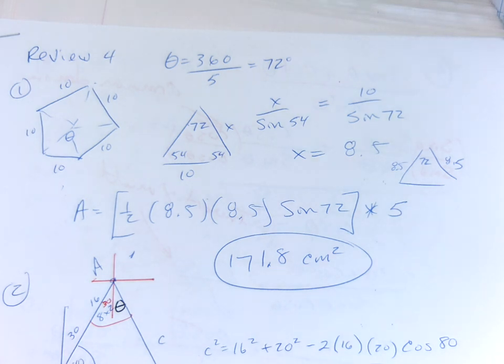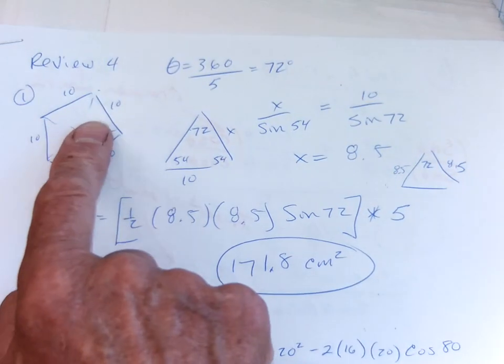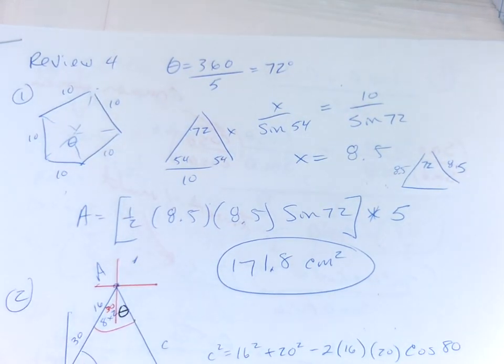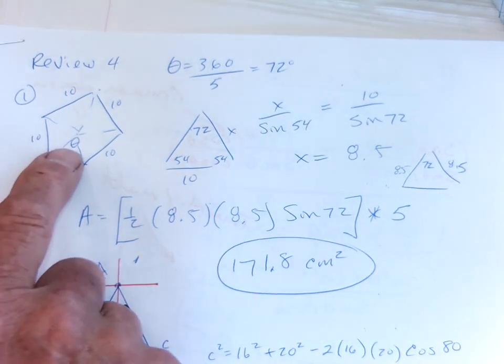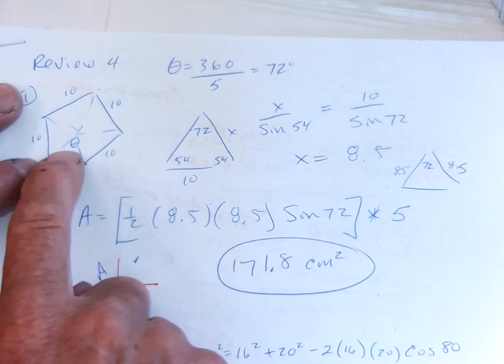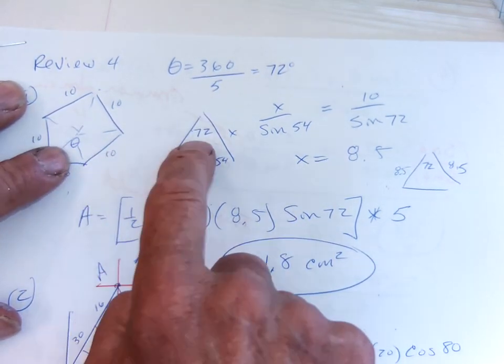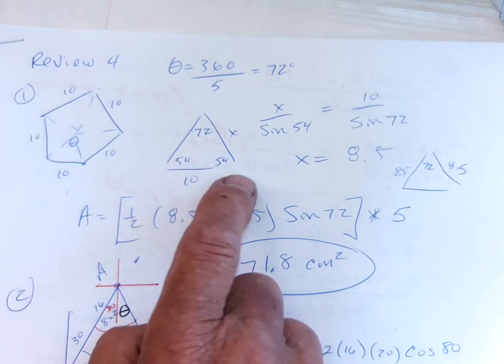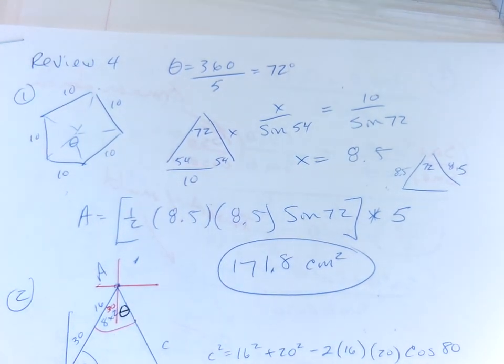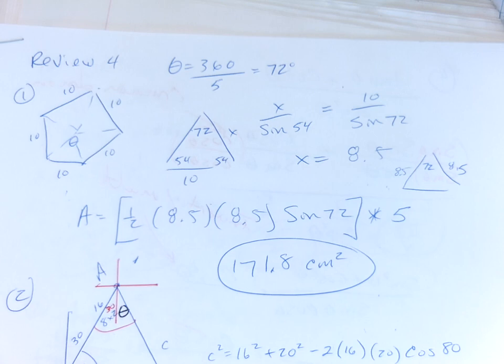Okay, last review 4. So here's what I did. I took a look at my pentagon and I knew there's 5 triangles that were the same. I wanted to draw the one triangle. I needed the central angle for all of these, so 360 divided by 5, because the 5 angles gave me 72. And I found these two other angles from 180 degrees, and I know that they are equal.